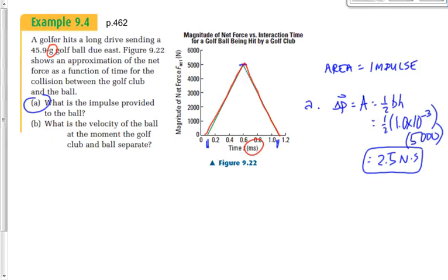I tricked you. I kind of paused there. That's not where the ball and the club separate. That's what a lot of people think, right? Because that's the peak force, right? Think about what's going on here, though. When the club hits the ball, the force increases, and it progressively increases over a very short period of time, about 0.5 milliseconds, but it keeps increasing.